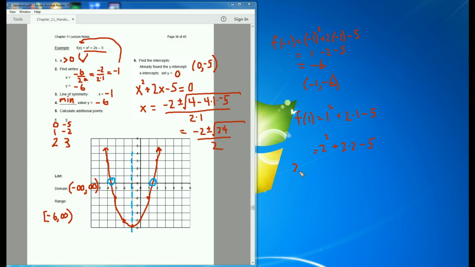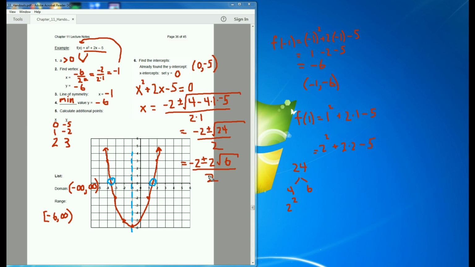Now think about 24. It is 4 times 6, and 4, of course, is 2 squared. 6 is 2 times 3, so it doesn't have a perfect square. So I can remove a factor of 2 from under the radical, and then I'm going to have a factor of 6 left underneath there. So negative 2 plus or minus 2 times the square root of 6, all divided by 2.